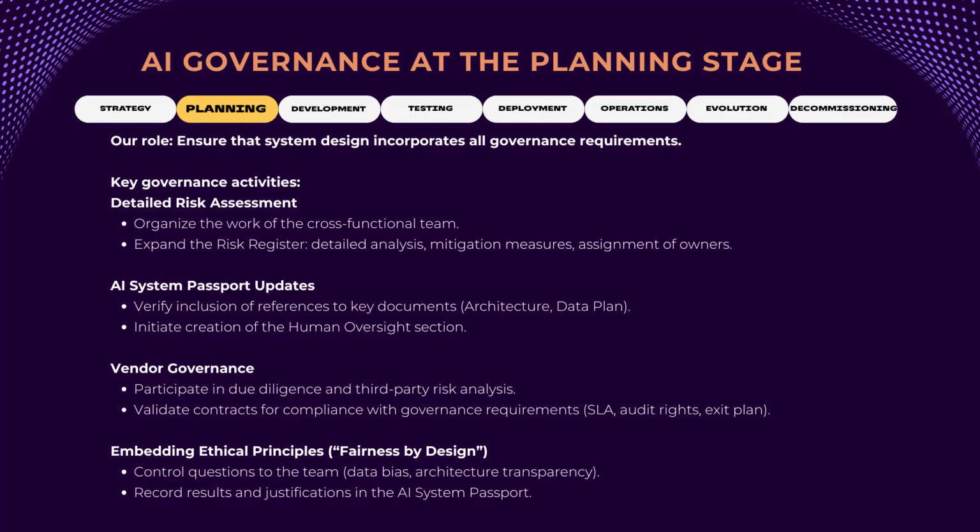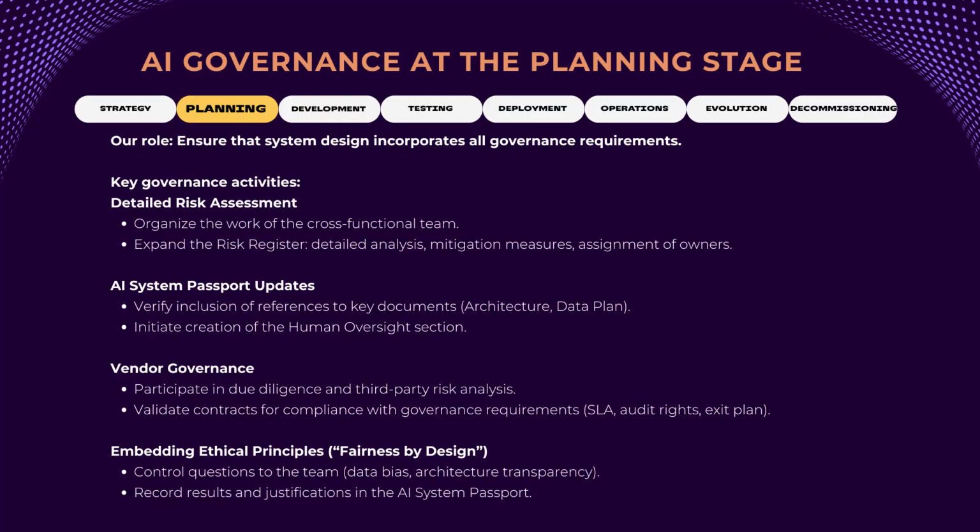Now let's focus on our role in this important process. We don't design the architecture, but we ensure it's designed with governance requirements in mind. First, we organize and oversee the detailed risk assessment. We coordinate the cross-functional team tasked with identifying and describing all potential risks. The risk register becomes a detailed operational document with likelihood, severity, mitigation measures, and owners for each risk.